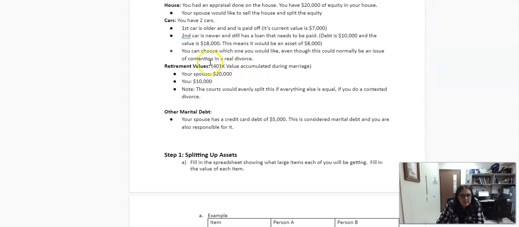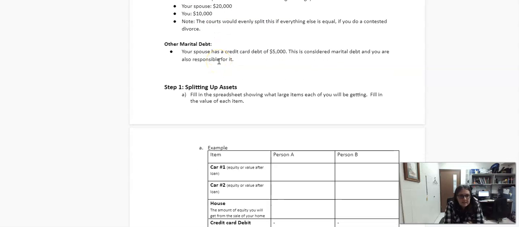Retirement values. 401ks are common that people have 401ks. Your spouse has a value of $20,000 in their 401k. So this is retirement. You have a value of $10,000. Note, the courts, if you went to court, they would split this evenly if everything else is equal, and you'd each get the same amount. So there'd be $30,000 total as a marital value, and so that means you'd each get $15,000 if it's a contested divorce. Other marital debt, your spouse has a credit card debt of $5,000.